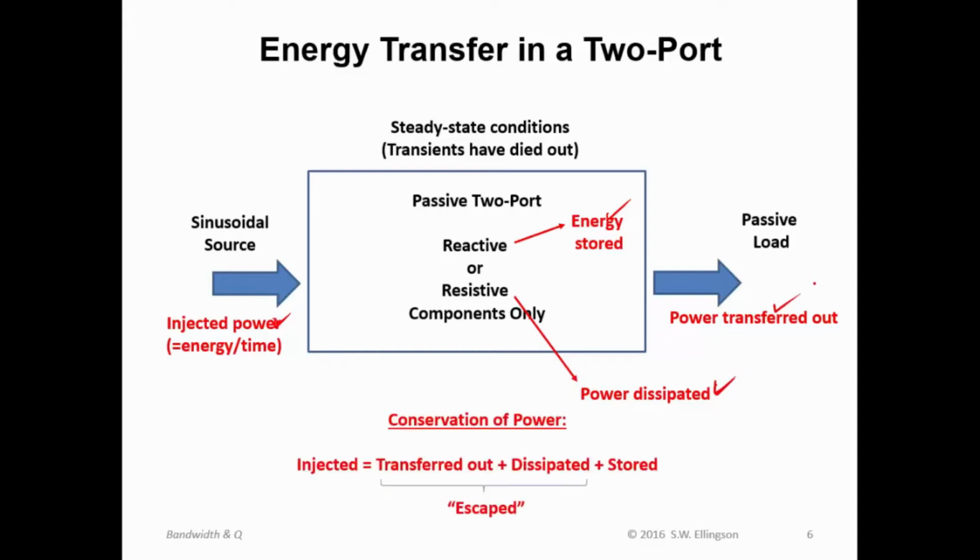Now, from the principle of conservation of power, we know that injected power equals power transferred out plus power dissipated plus power stored. In other words, all the power that we inject in this direction must go somewhere. And those options are, it can be transferred out, it can be dissipated, or we can be storing energy. Those are the things that can happen to energy that we inject at the input.